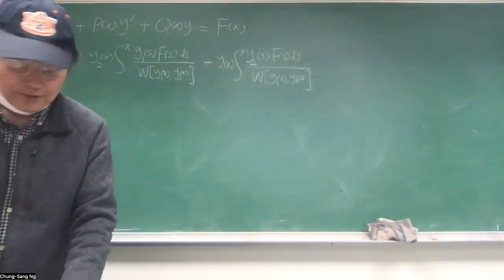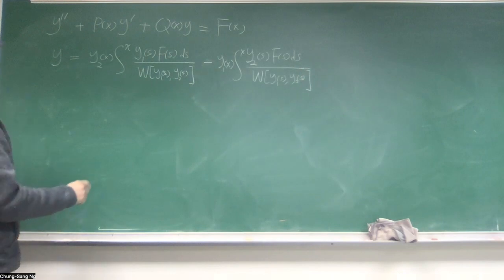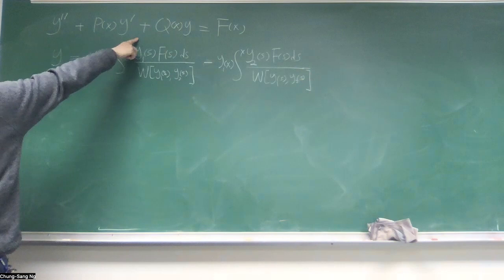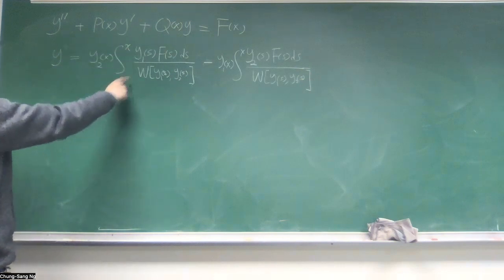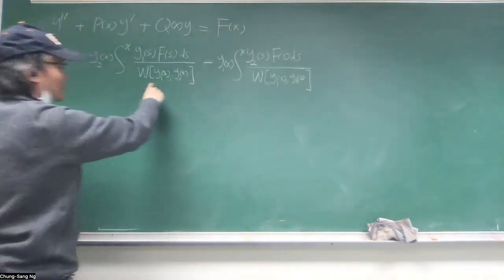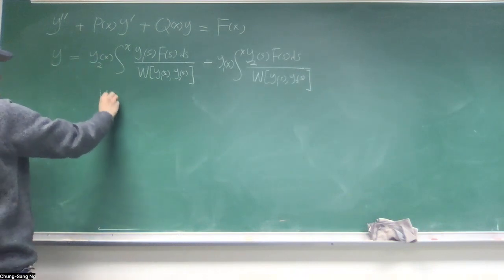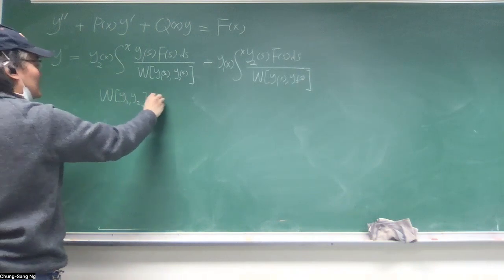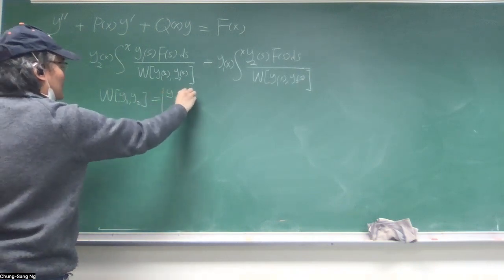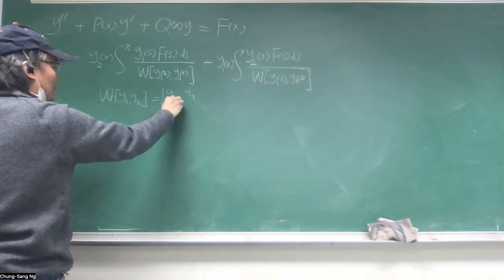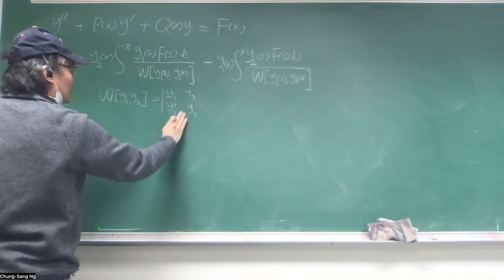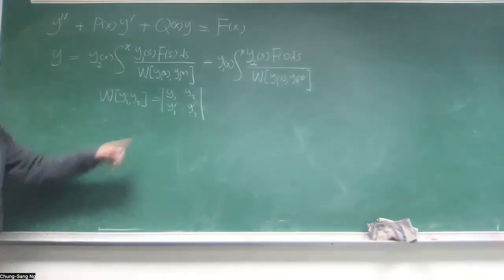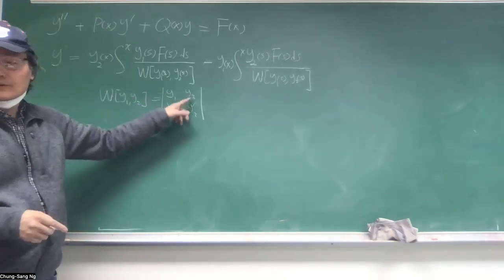Okay. So to see if this is a solution, you just put it into the equation. And before you do that, of course, you need to know what y1 and y2 are in this solution. The Wronskian is just y1, y2, y1 prime, y2 prime. That's the determinant of this combination.